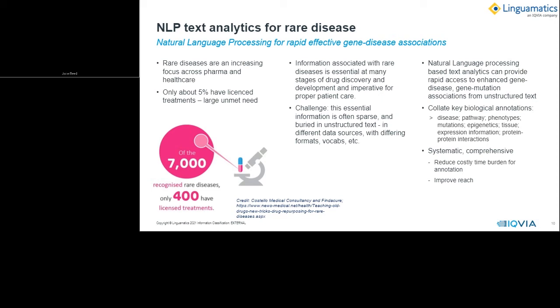Natural language processing can provide a benefit here. It can bring rapid access to gene disease landscapes, gene mutation associations from that unstructured text. And it enables you to collate the sort of annotations that can be really valuable to build that landscape of information for rare disease, looking at diseases and pathways, phenotypes and mutations, expression information, and a whole lot more. And because of the way that natural language processing works, once you've designed your query, it can be systematic and comprehensive, whether you're looking across one document, 10 documents, 1 million or 100 million.